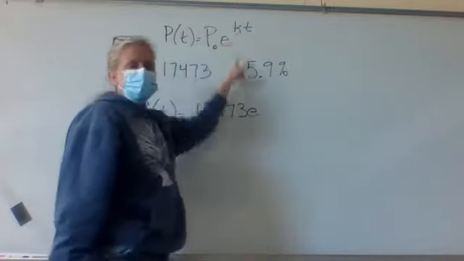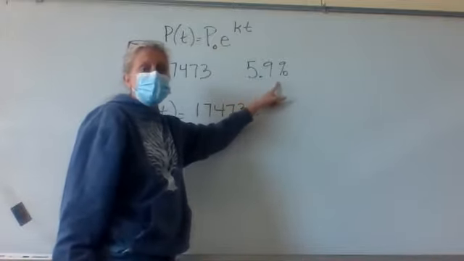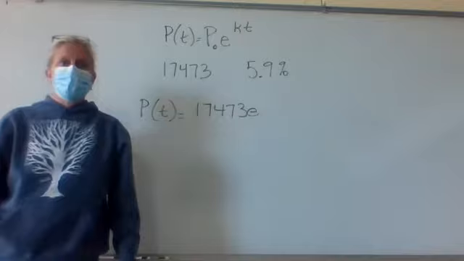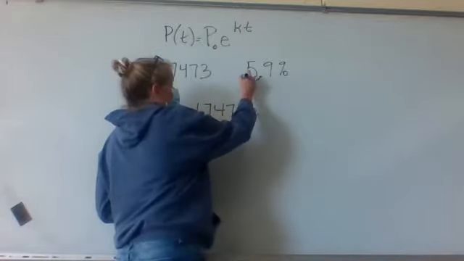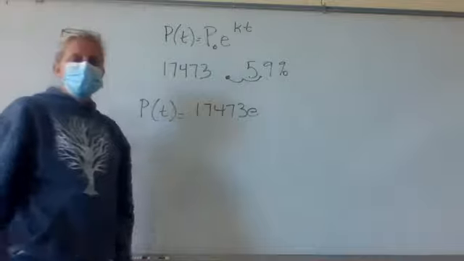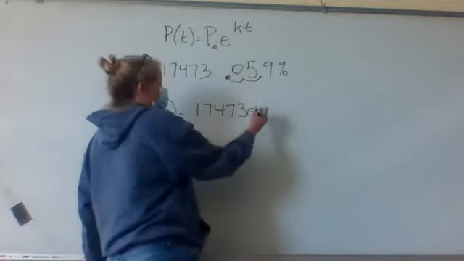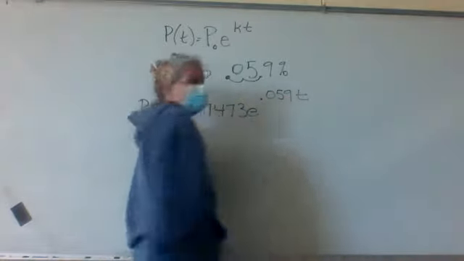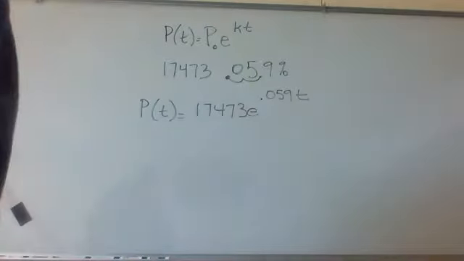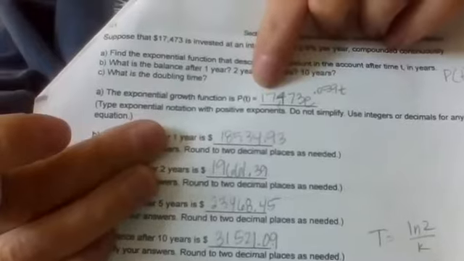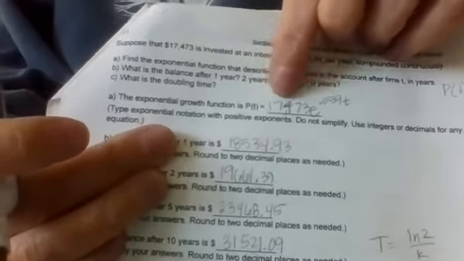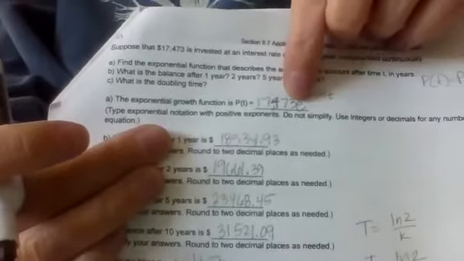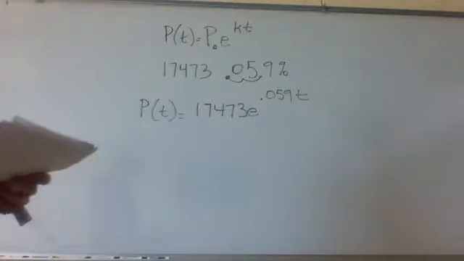The E from the formula. Do I know K? Well, here's my K. That's the rate, right? I just need to turn it to a decimal, which means move its decimal 2 places to the left and plug in a 0 in the hole. So 0.059 T. Okay, so that's what you're going to put in that first blank, the actual formula that you're going to be using. P of T equals 17,473 E to the 0.059 T.